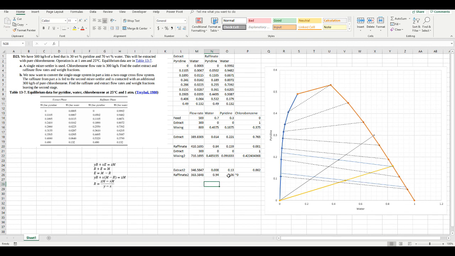So now we have two streams, and as we can see, this final stream is 94% water as opposed to the initial feed, which was 70% water, which means that we're indeed effectively extracting the pyridine out of the solution. And that is it.